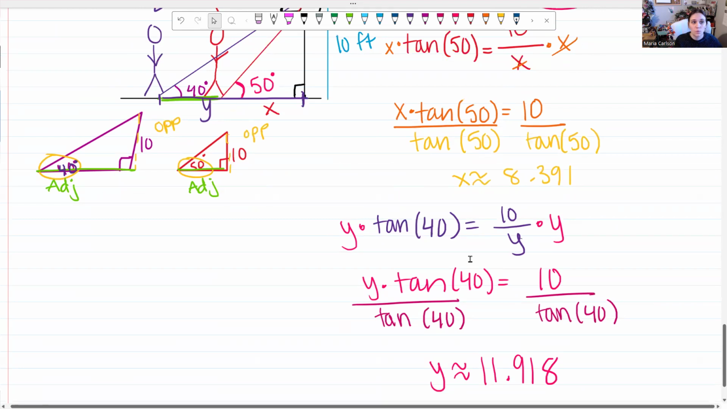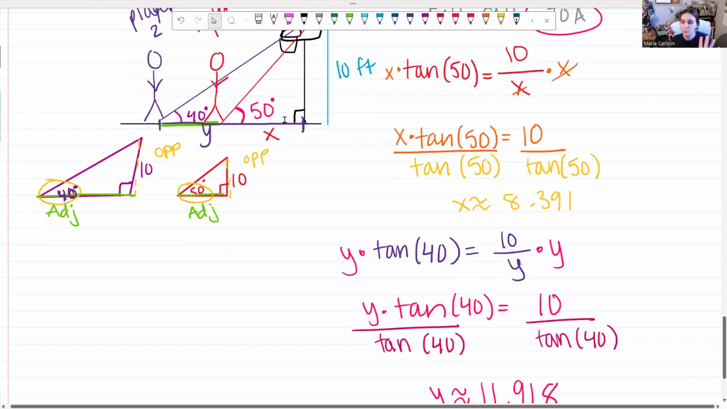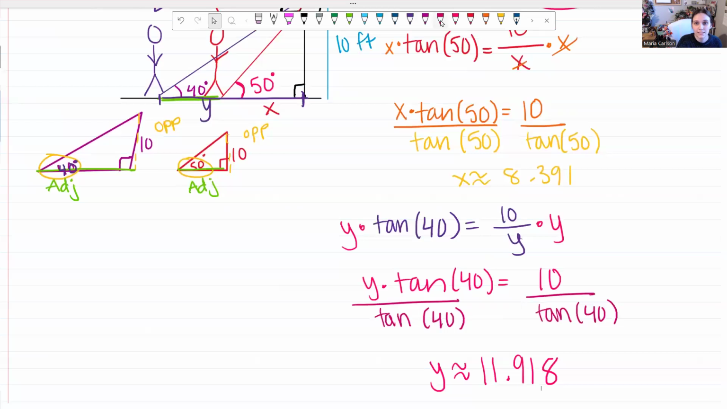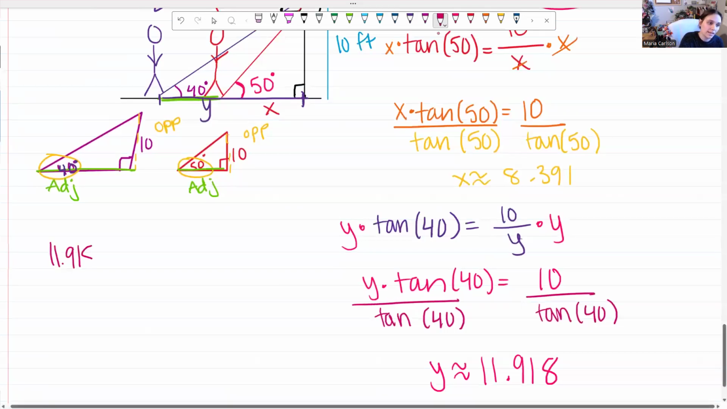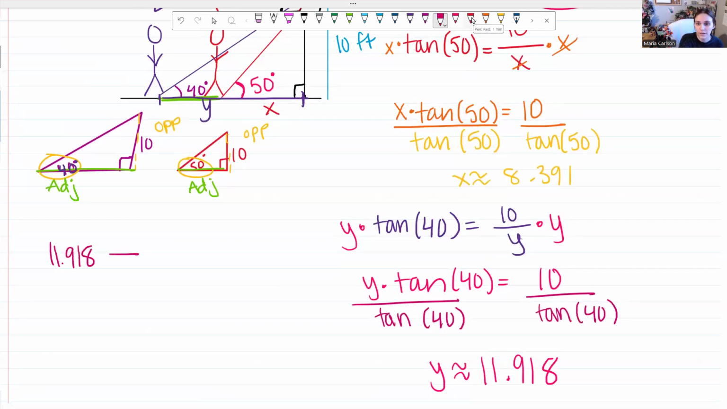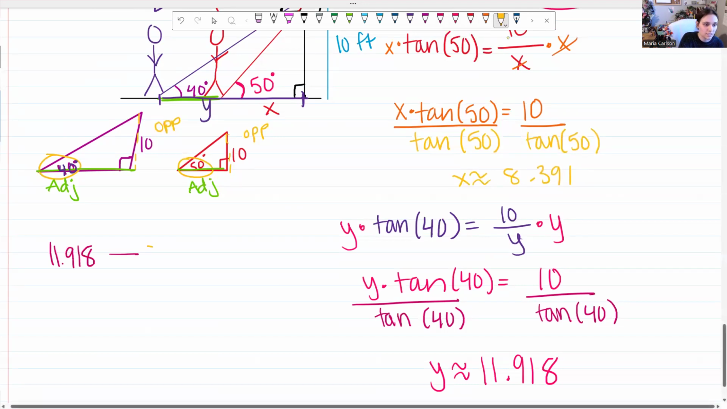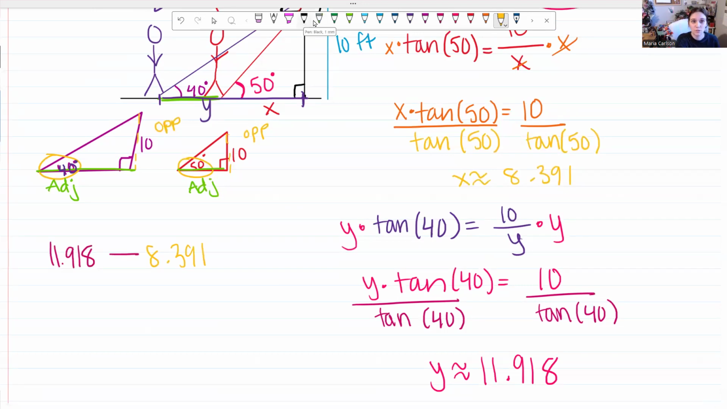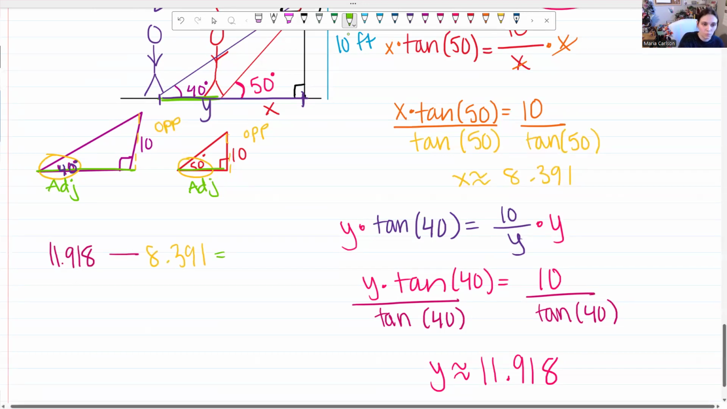So why did we do all this? Well, we know the entire distance from player 2 to the hoop is 11.918. So if I take that distance, 11.918 approximately, and I subtract the distance from player 1 to the hoop, that distance of x, which is 8.391, this will tell me the difference between them. So 11.918 minus 8.391 gives us a difference of 3.527 feet, because that was the unit we were working with, as our approximate distance between the two players.